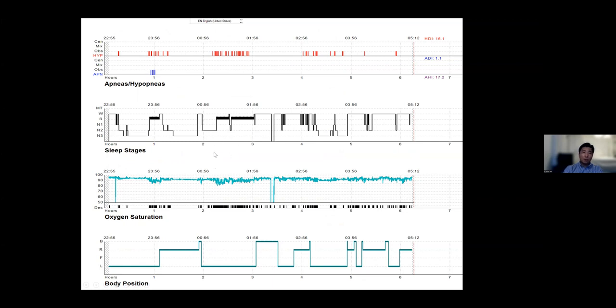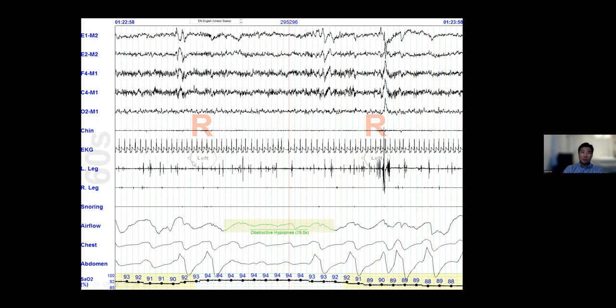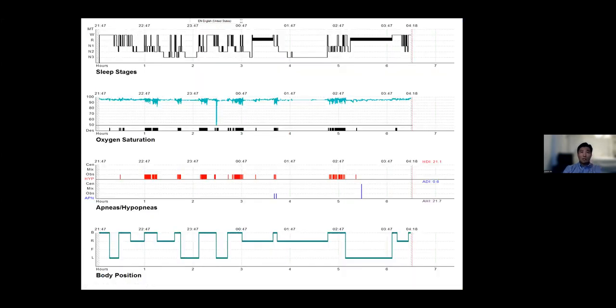So this person is not sleeping on the back but on the left side, yet in rapid eye movement sleep is having these hypopneic episodes. Here's another example of another patient with a lot of sleep apneas, here and here. Whenever there is a cluster of sleep apneas, you try to correlate with REM. Not really here. This patient's REM sleep is pretty clean, no sleep apneas. Every time the patient is having a lot of sleep apneas, here, here, here.